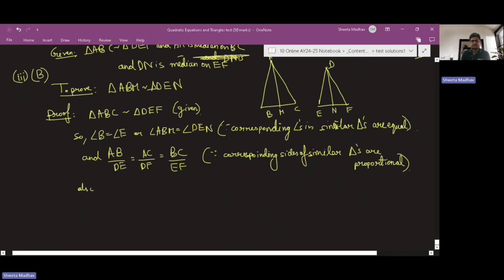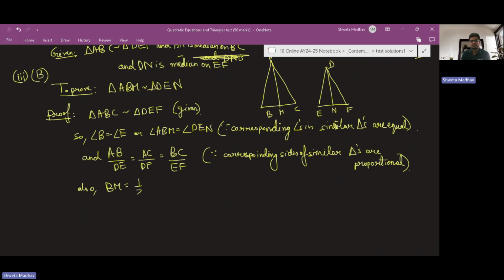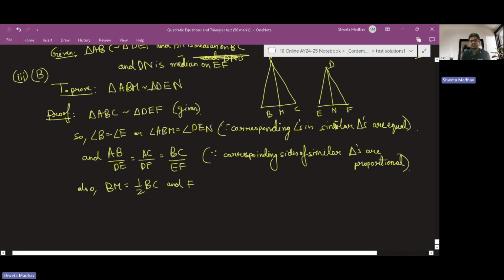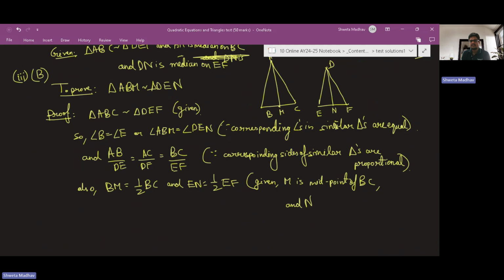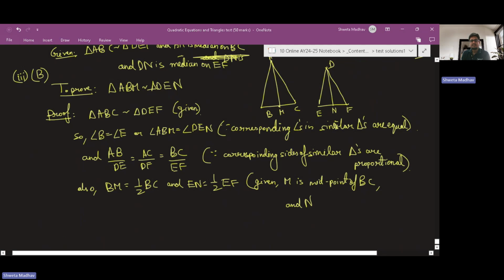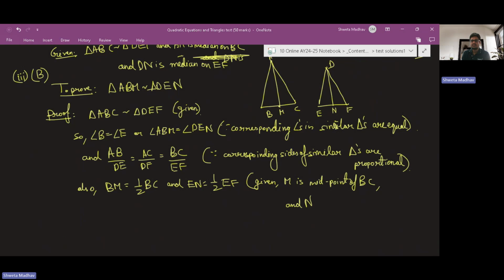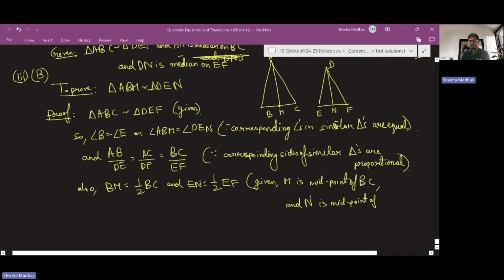And also we can see that BM is equal to half of BC, and also EN is equal to half of EF, since it is given that M is the midpoint of BC. Since AM is the median on BC, M should obviously be the midpoint of BC. And also N is the midpoint of EF, since DN is the median on EF, so obviously N should be the midpoint of EF.